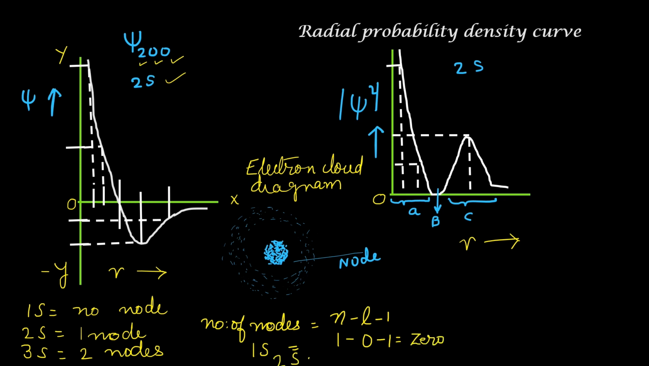For 2s, how can we represent that? n is equal to 2, l is equal to 0. 2 minus 0 minus 1 will be equal to 1. So the 2s orbital has one node. You can apply this for any orbital to find out the number of nodes.